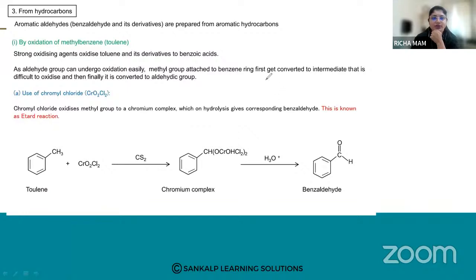Methyl benzene is toluene. So what we can do is use strong oxidizing agents, like chromyl chloride. You can use chromyl chloride in the presence of CS2.